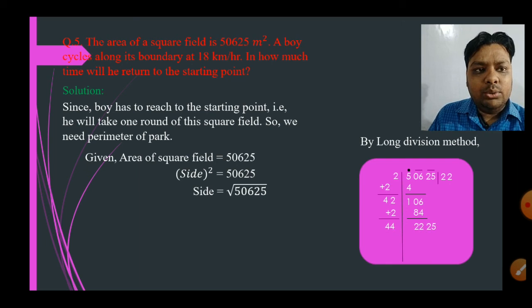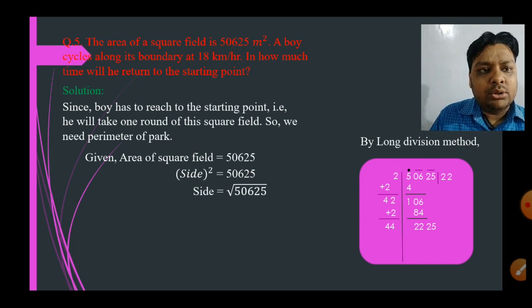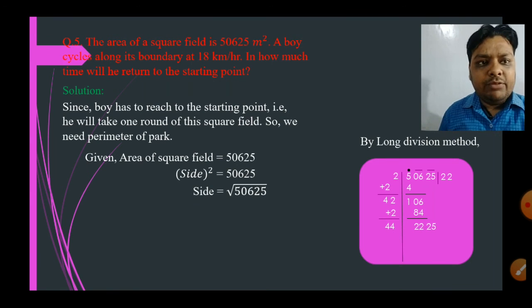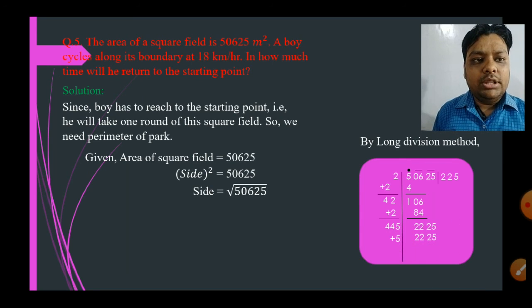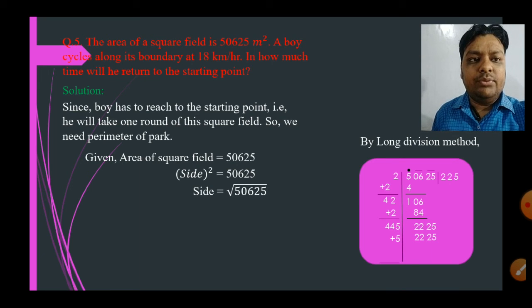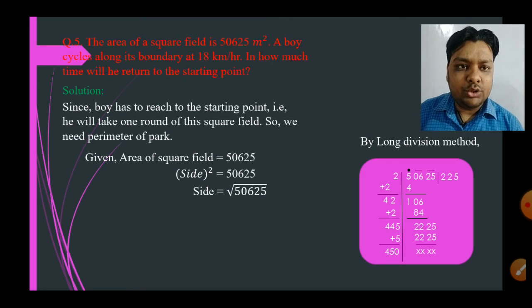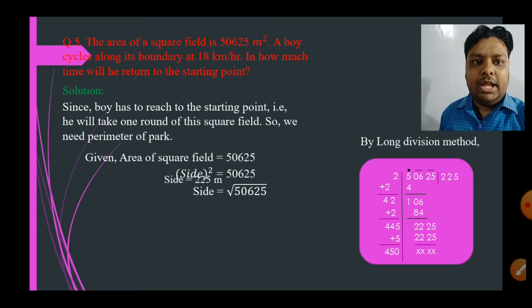That 84 we write just below 106, and 42 plus 2 is equal to 44. Here 106 minus 84 gives 22 as the remainder, and then the third period will be 25. Now what number will we take? If we take 6, then it will be more than 2225. So if we take 5, we write 5 in the divisor and quotient, and if we multiply we get exactly 2225. So we cancel out 2225, and 445 plus 5 will be 450. It means the square root of 50625 will be 225, and it is also the side of the field.